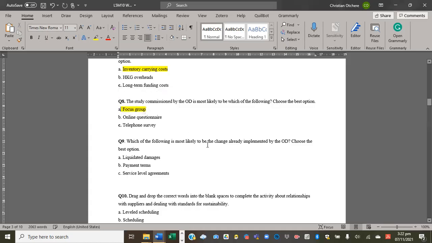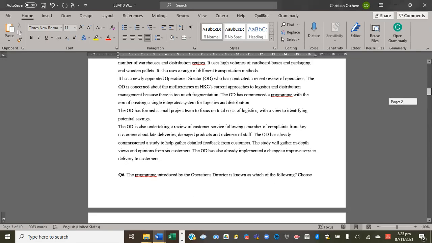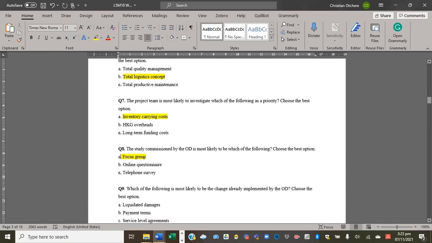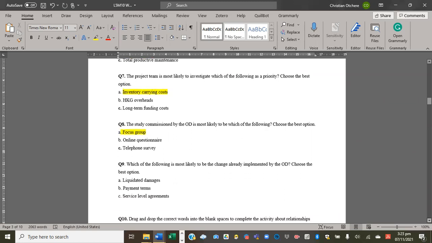And which of the following is most likely to be the change already implemented by the OD? Choose the best option. Is it liquidated damages, payment terms, service level agreement? So we are talking about performance here. So this is a change to improve service delivery to customers. So service level agreement. Okay.